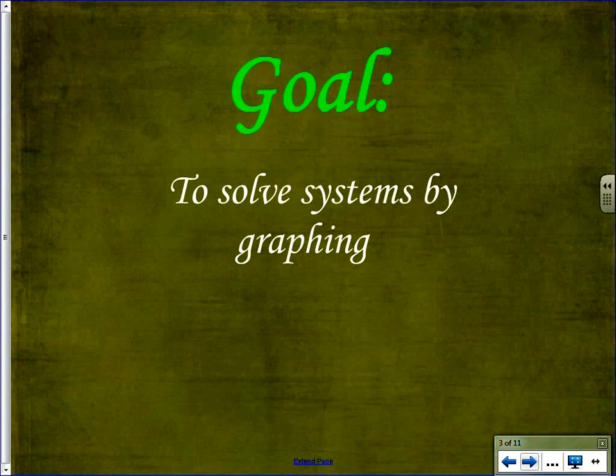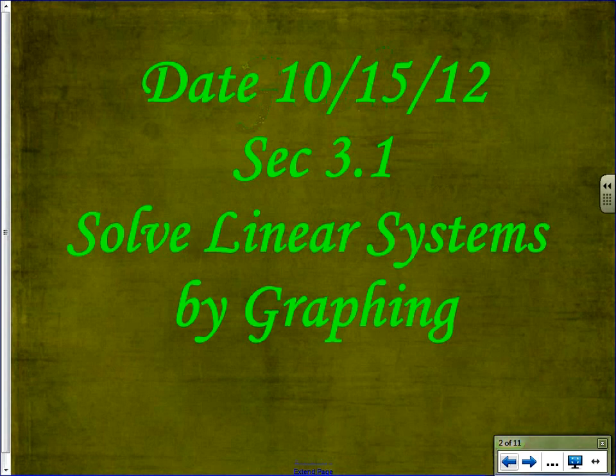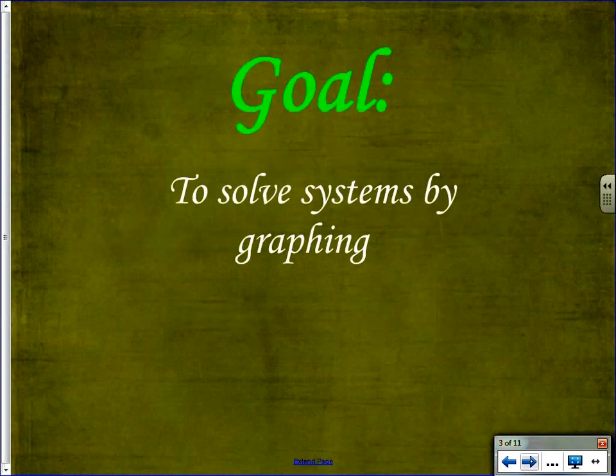I know. I didn't want to say that. I could say that to you, but I don't want to offend anybody else. Go back. Solve systems by graphing, it's the same thing. It's section 3.1. We'll just cover the microphone when I don't want to talk.